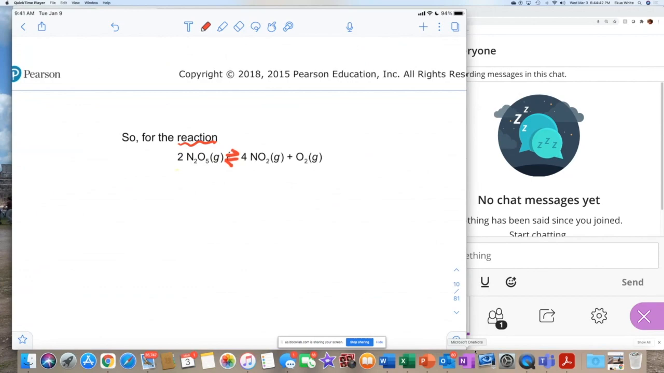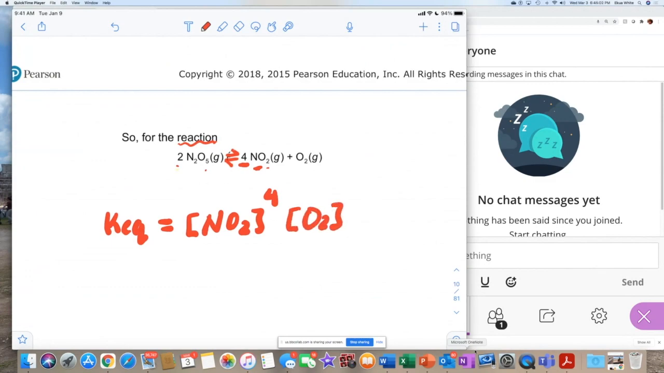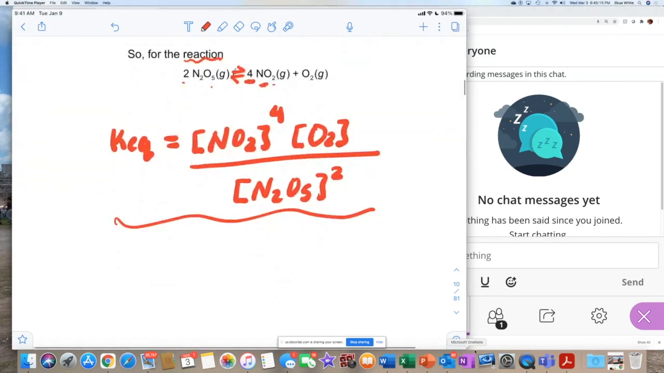So I have this equation right here. I have two products. The K equilibrium expression is K equilibrium equal to the concentration of NO2 raised to the power of this number, the coefficient, times, the times is implied, O2 raised to the power of 1, the 1 is implied, you want to include that, and then divided by N2O5 to the power of 2. Ta-da! That's it for our equilibrium expression.